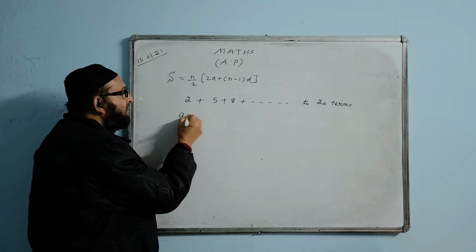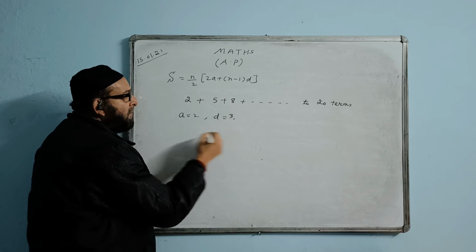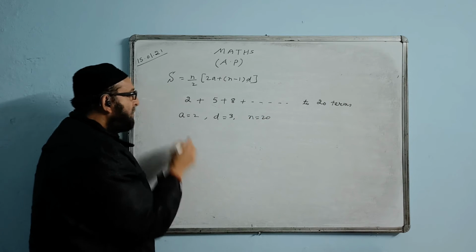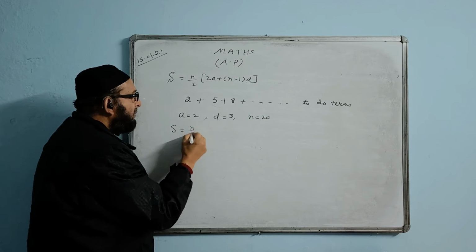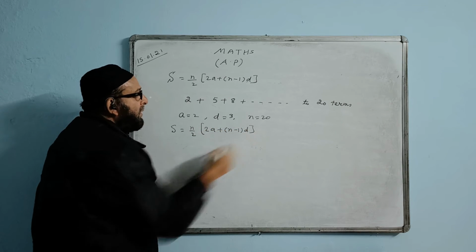First, the a value. The a value is 2. The d value, 5 minus 2, is 3. And n, how many numbers are there? There are 20 numbers. So find S. The S formula we have is n by 2 into 2a plus n minus 1 into d.